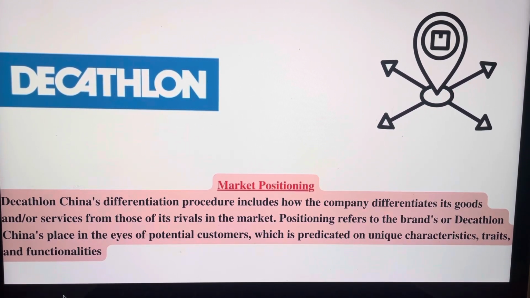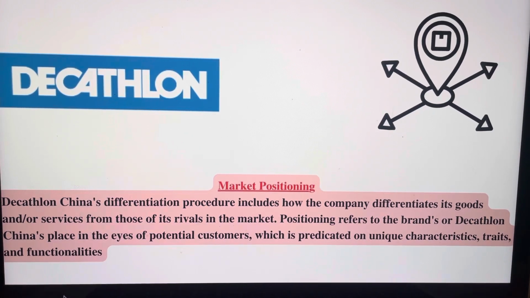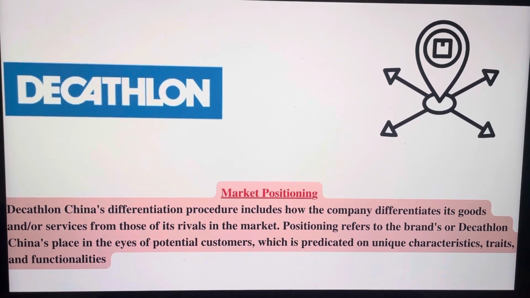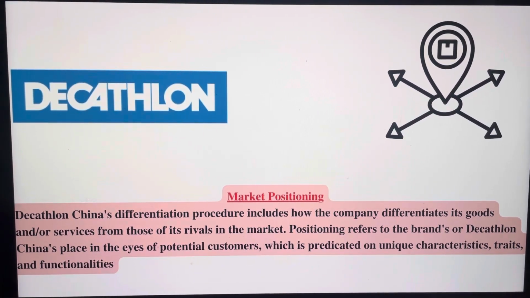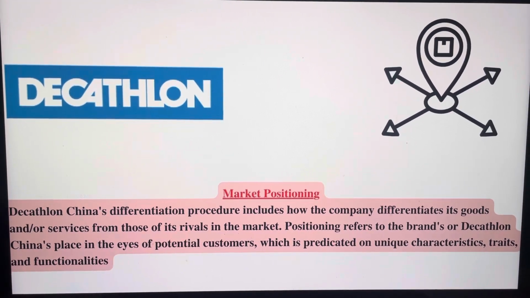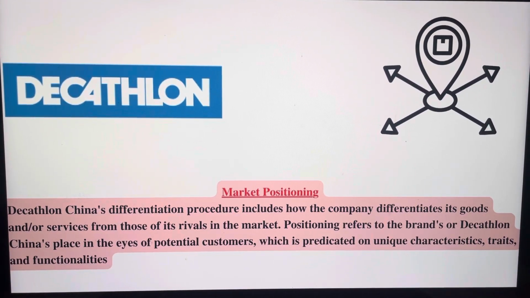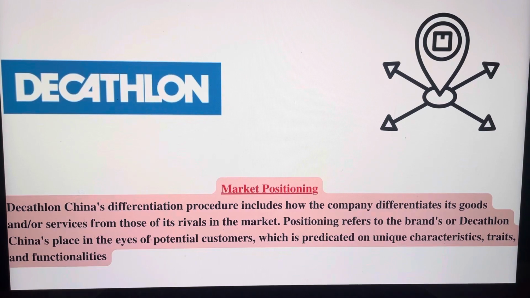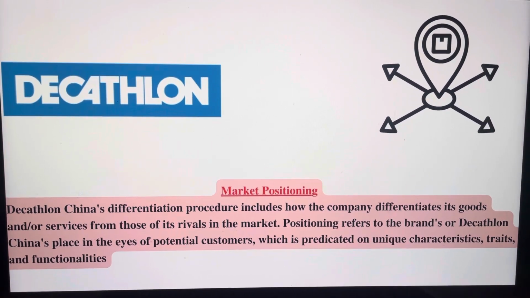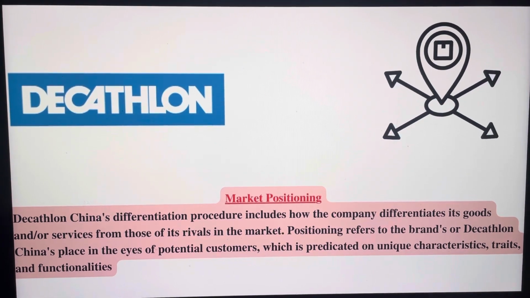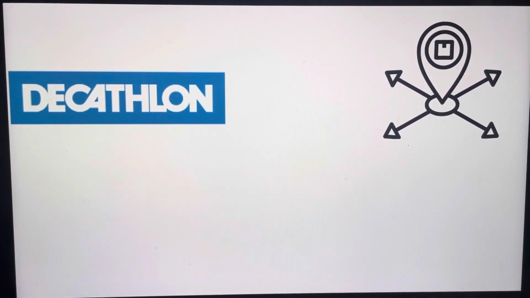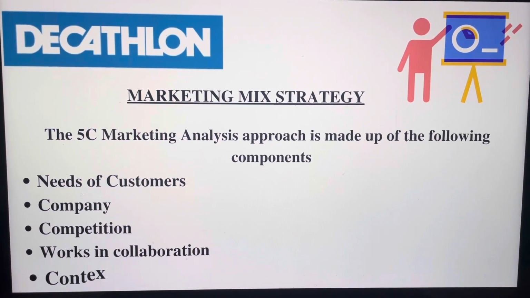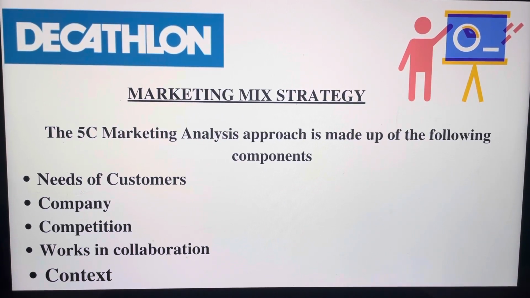Select a competitive advantage that aligns with Decathlon China's marketing technique. Decathlon China can create graphical representations to try and understand the strategic advantage of various products in the industry. Finally, utilizing the marketing mix and promotion mix, position the brand as a provider of great value to the target category and successfully communicate that position to customers. Now, let's talk about marketing mix strategy. So, I have given the 5 C's of marketing analysis approach.